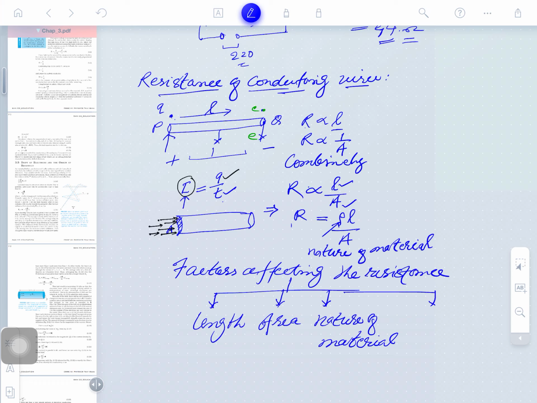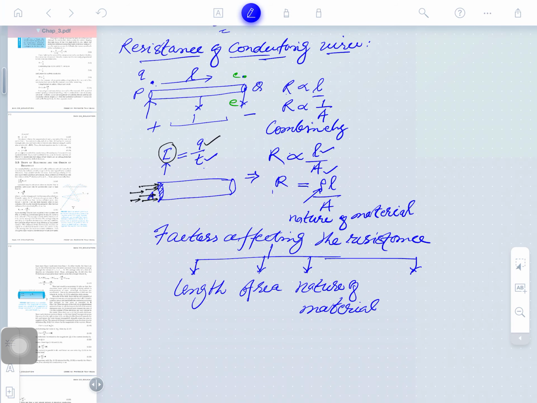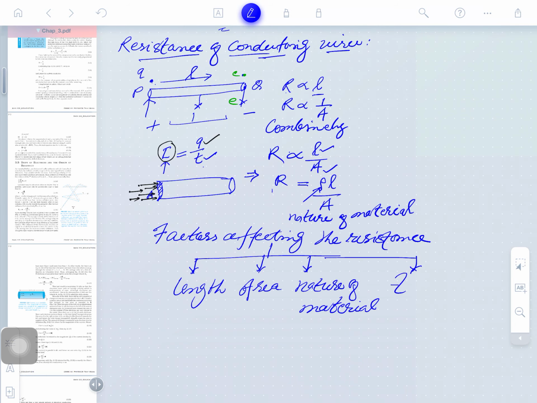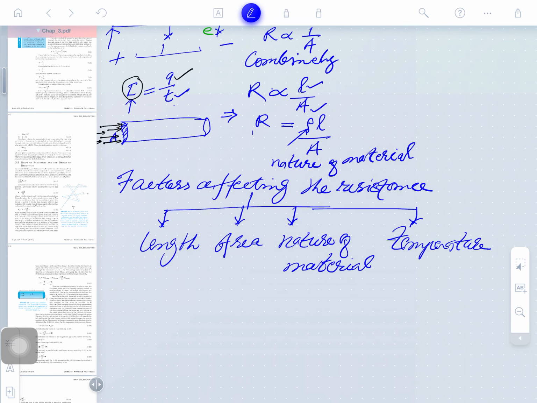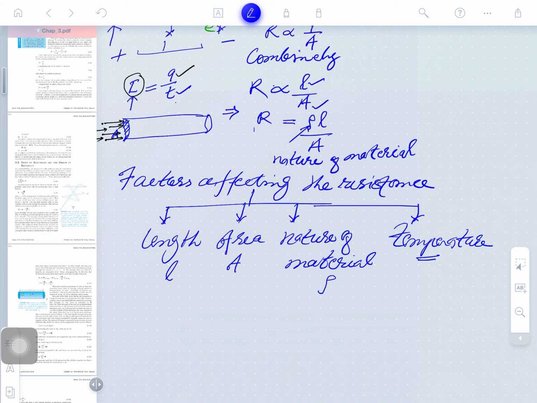Nature of material. And fourth, what is the fourth here? The fourth factor is temperature. So a very primitive question is just here, factors, temperature. So how can it affect here, please guys? So this is a very simple thing. Length L, area A, and nature of materials is the rho here, and temperature T.